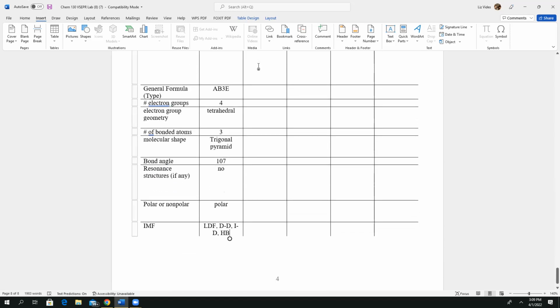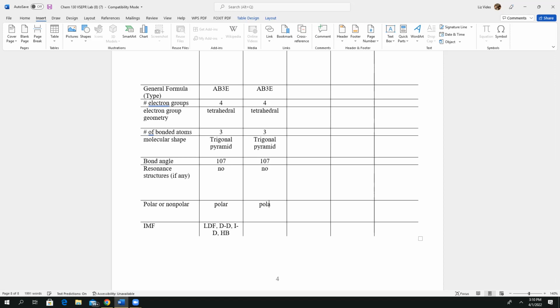The next one is H3O plus, and that is an AB3E again. So pretty much everything we've said about this other one applies to this one. As a matter of fact, I'm going to copy everything. I mean, why reinvent the wheel, right? If I can just copy it. And we go 3 here, 107 here. That one's easy enough for me to type. And no, it's also easy for me to type. And there are no resonance structures here either.